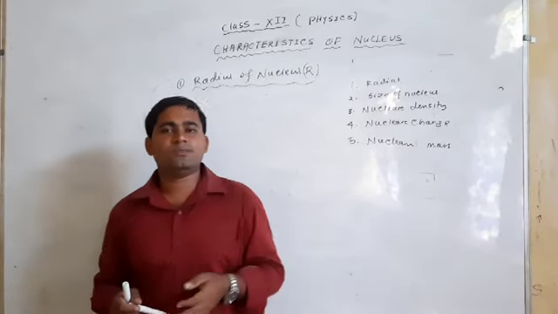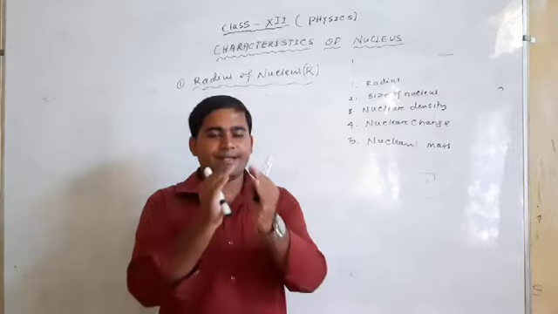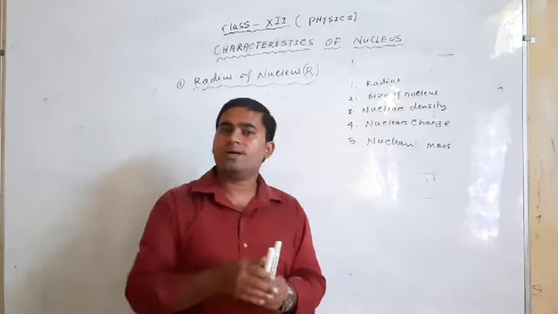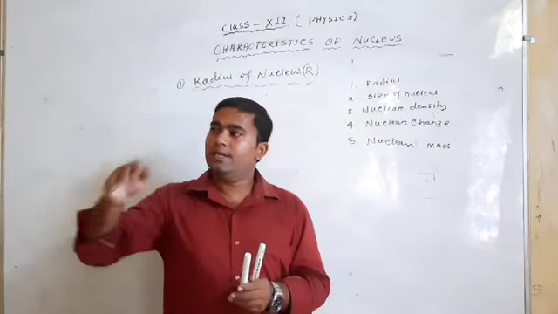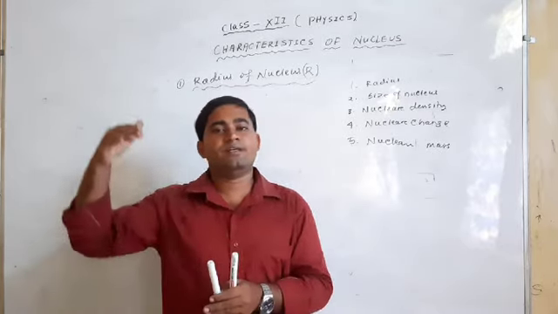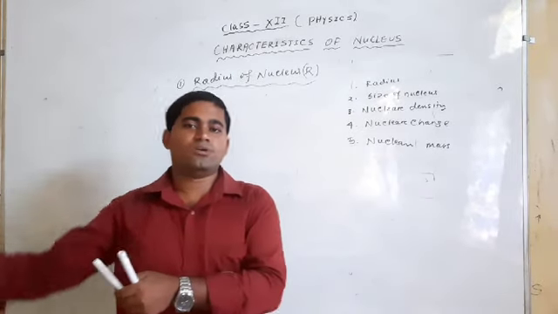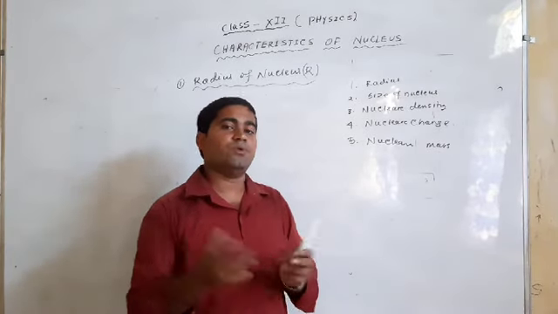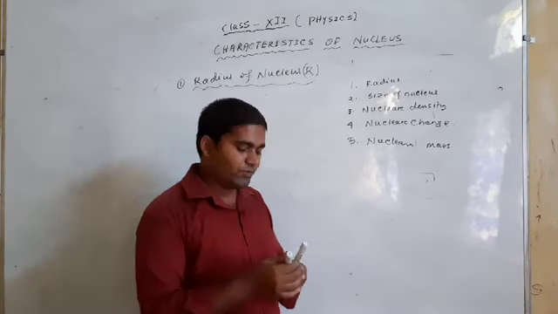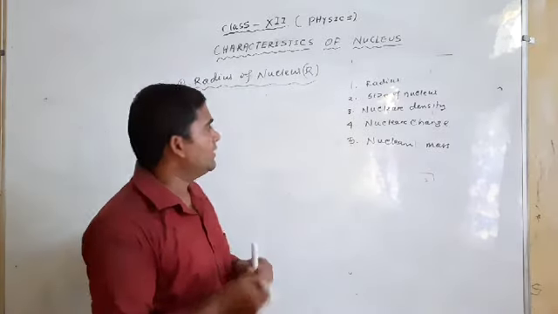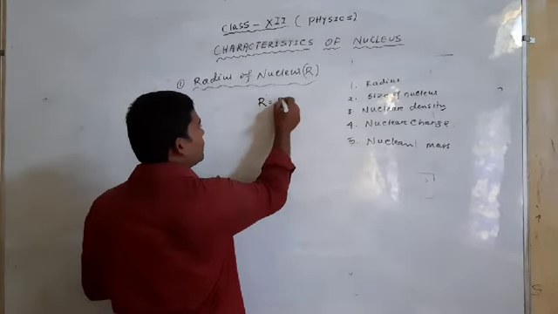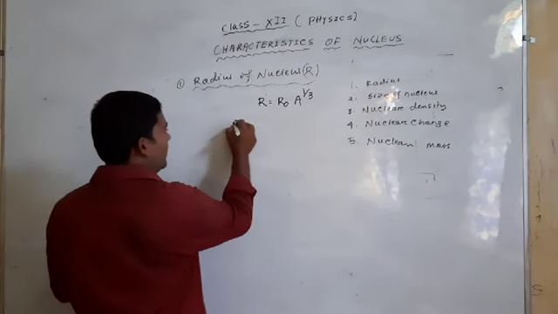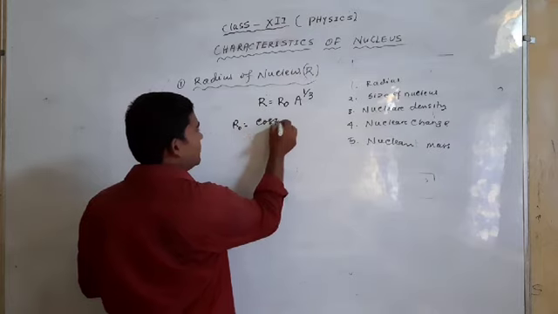And when the size of the nucleus increases, then we can say the radius of the nucleus also gradually increases. That means the radius of hydrogen is not equal to the radius of nitrogen or iron or any other elements. So how can we find the radius of one element? The radius of any element is obtained from the relation r equals r naught A to the power 1 by 3, where r naught is a constant.